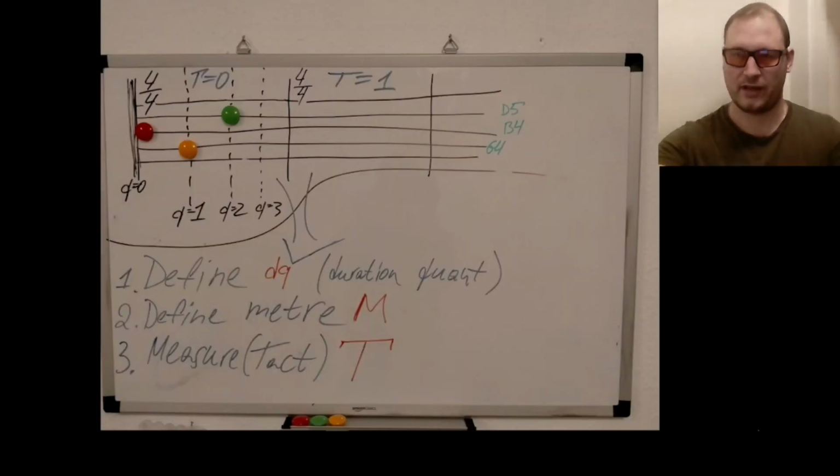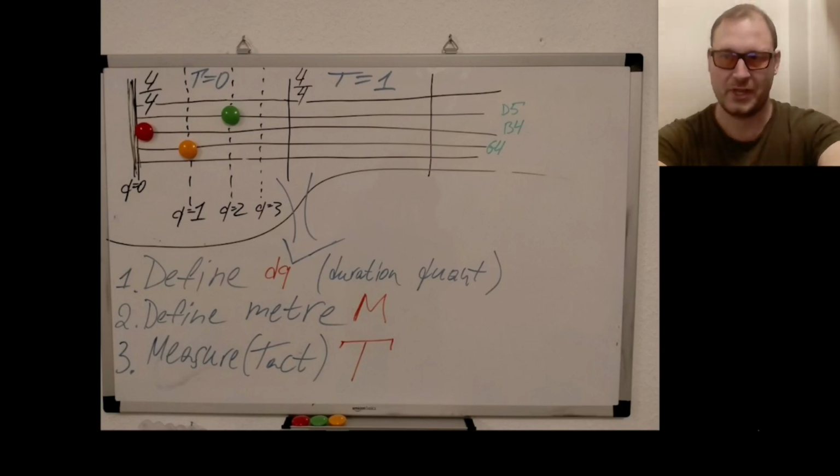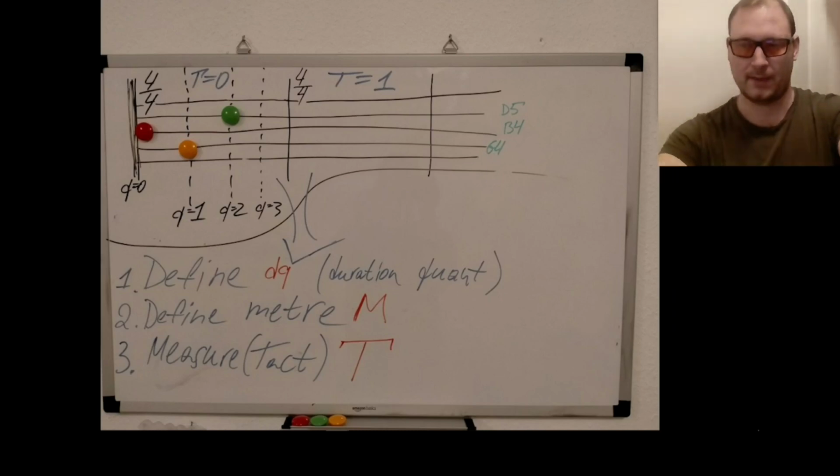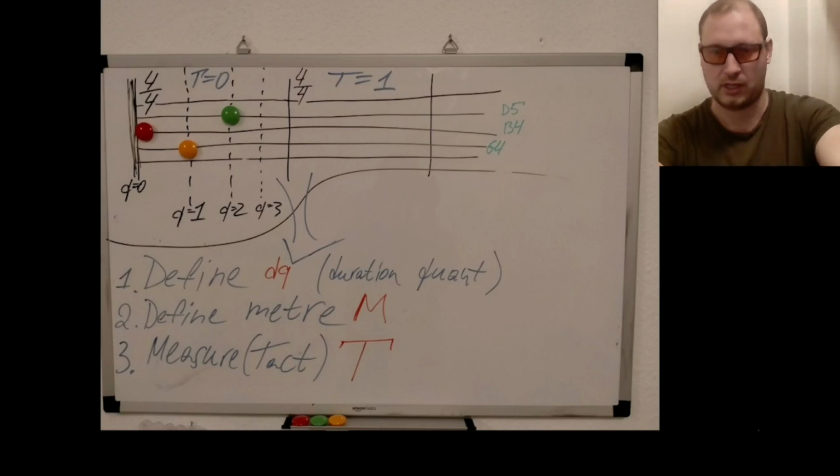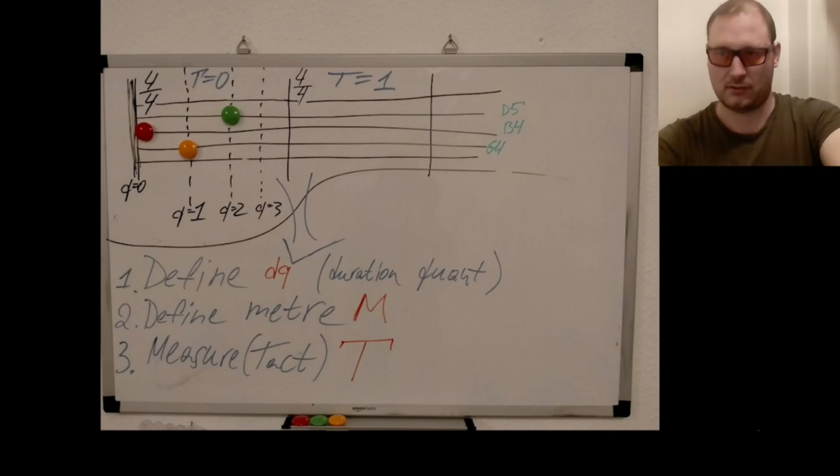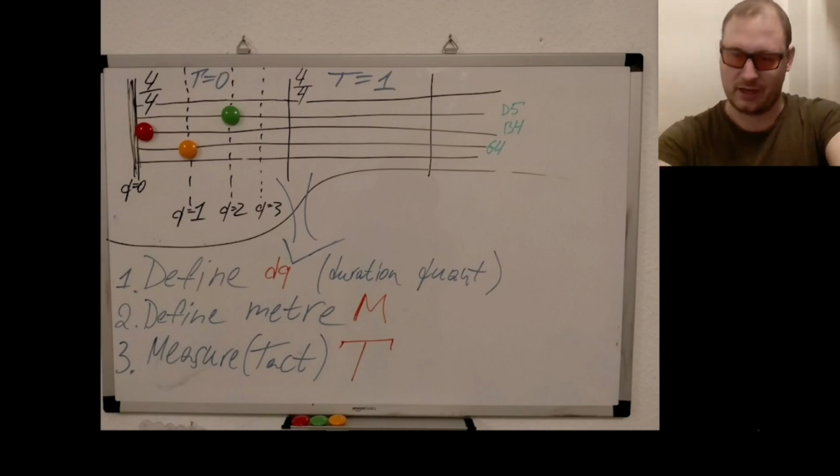Let's first define a duration quant. It is a minimum duration which we take into account in our model. Also, we will need a meter, and then we define what is a measure or a tact.